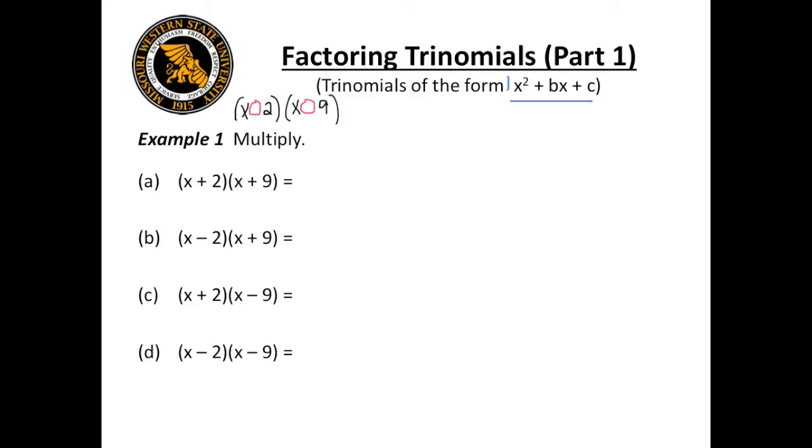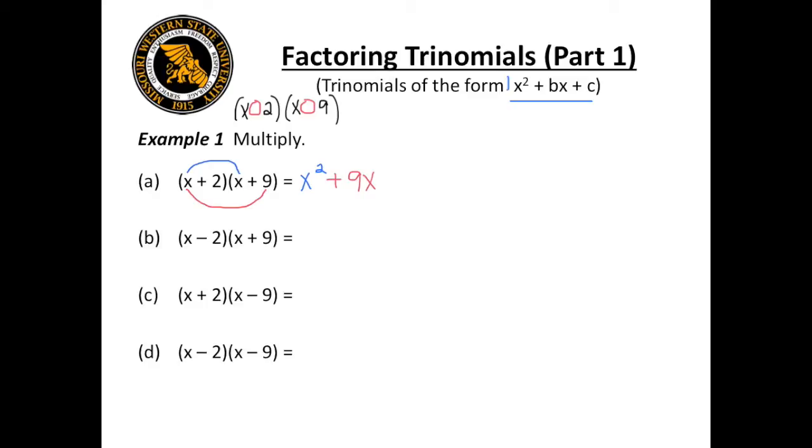So let's begin with example 1a. We're asked to multiply x plus 2 times x plus 9. Applying the distributive property, we will begin by multiplying the first 2 terms in our binomial pair. So we have x times x, which gives us x squared. We then move to multiplying the outer terms. The first term of the first binomial, the second term of the second binomial. X times 9 gives us a positive 9x.